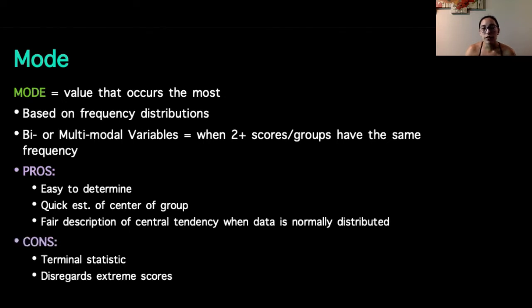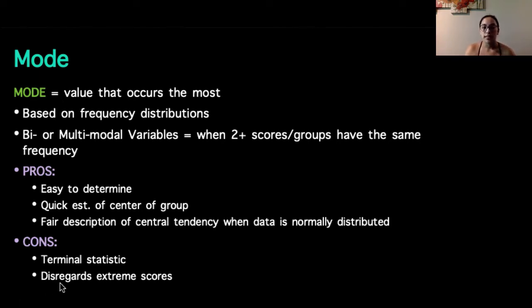The cons of using the mode is that it is a terminal statistic. Okay, so you think terminal, something is terminated: after you make that calculation, it stops there. Terminal statistics do not give us information that can be used in other statistical analyses. So in that case, if you were just trying to find the central tendency and you have normally distributed data, a mode might be a good option to use.